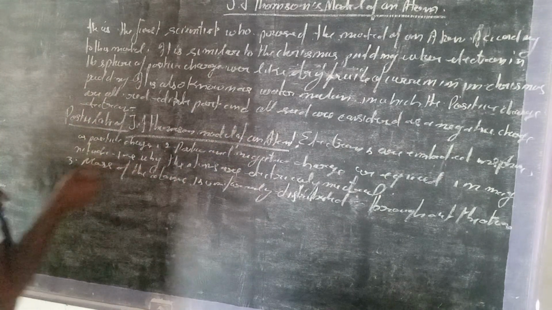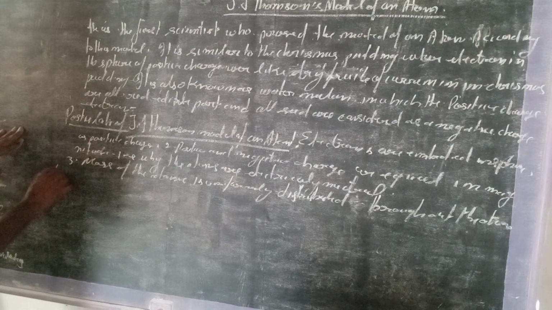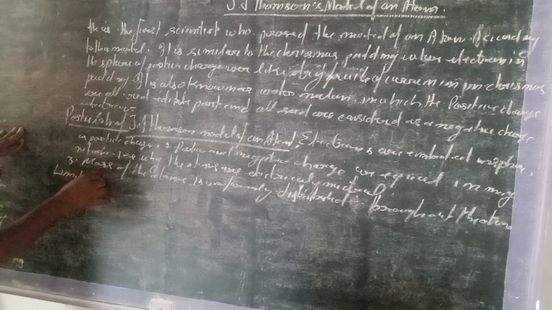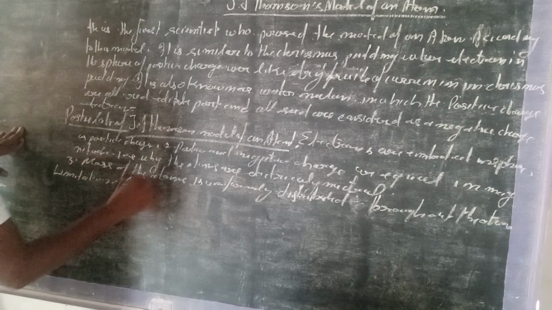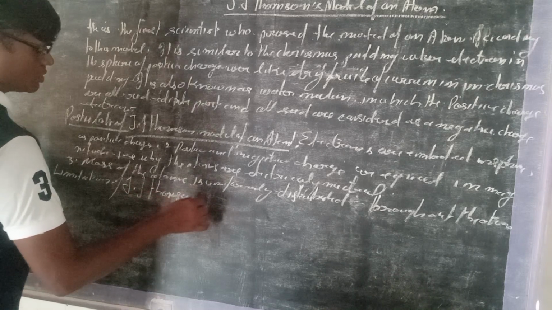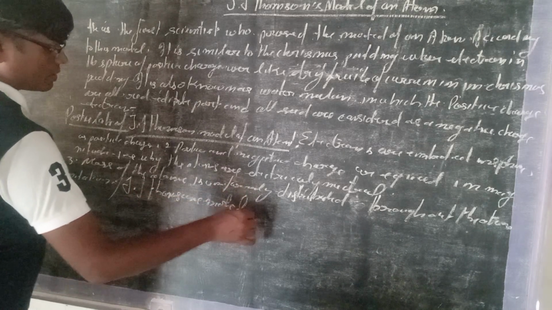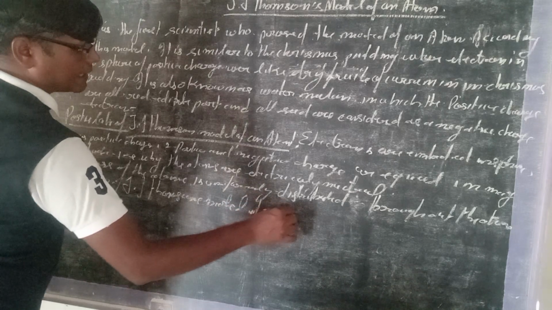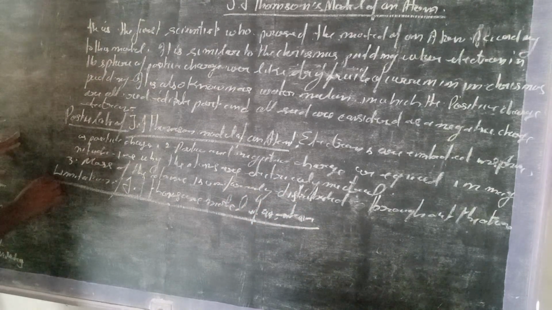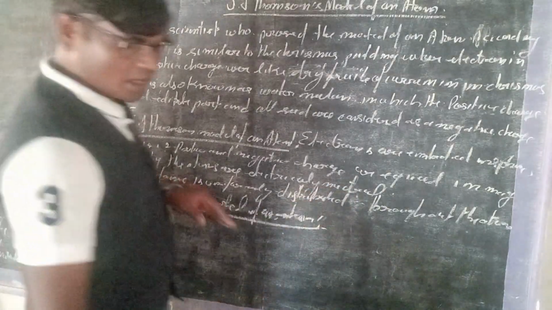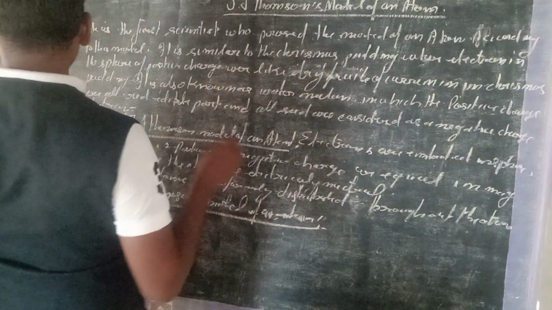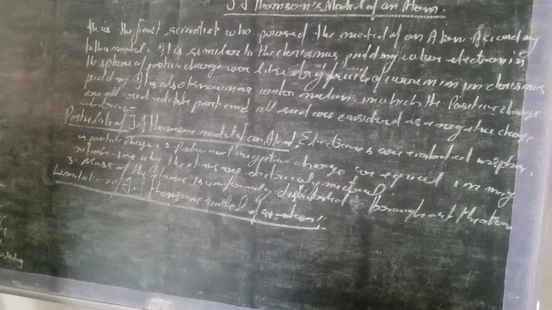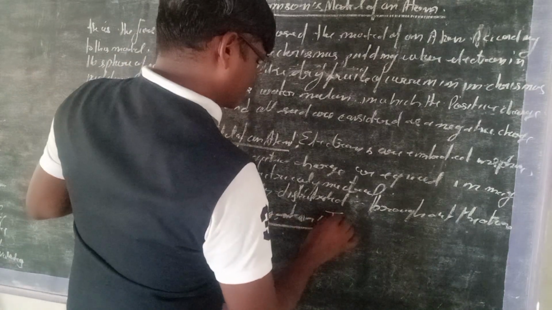Three postulates are given there, and now we will discuss the limitations of J.J. Thomson's model of an atom.